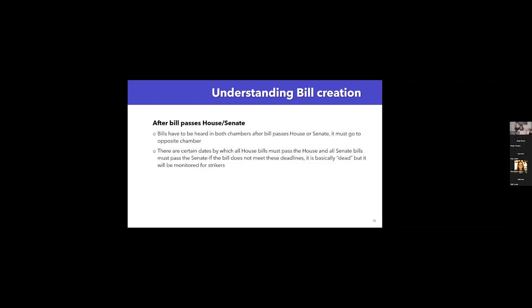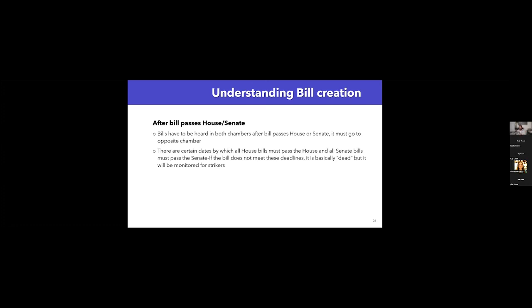So after the bill passes the House and Senate, bills are heard in both chambers. So they actually are going to switch. If a bill originates in the House, it goes all through the process that we just mentioned. Then it transfers over and goes to the Senate, and then has to go over the whole process again. There's certain dates by which all House bills must pass the House and the Senate bills must pass the Senate. So if these bills don't meet the deadline to switch, then the bill is basically dead.